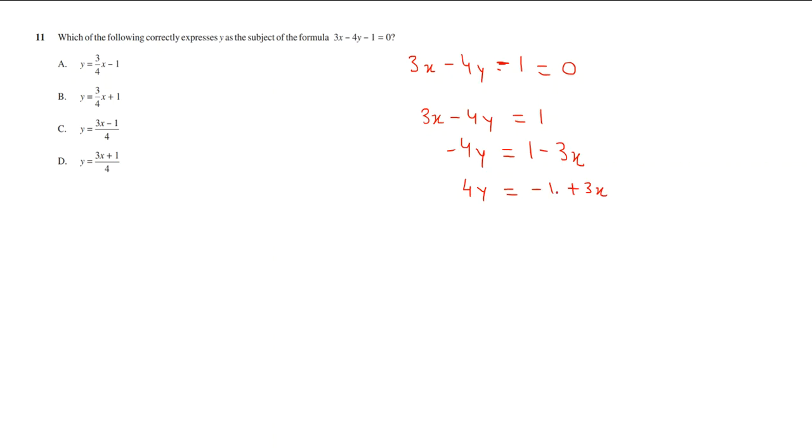Change the order, it just looks better with a positive equation starting with positive. So 3x minus 1, and then divide both sides by 4, which would make it y is equal to 3x minus 1 divided by 4. And looking at the answers, this is option C.